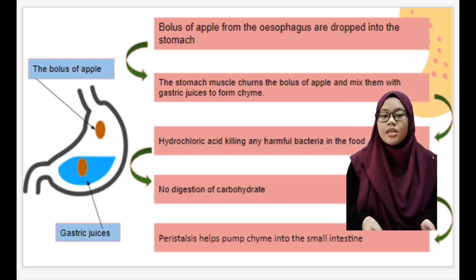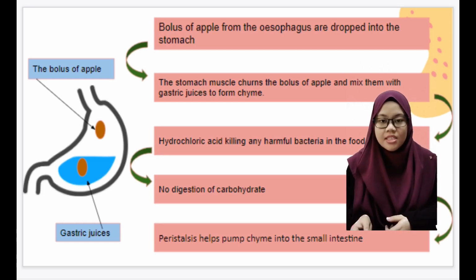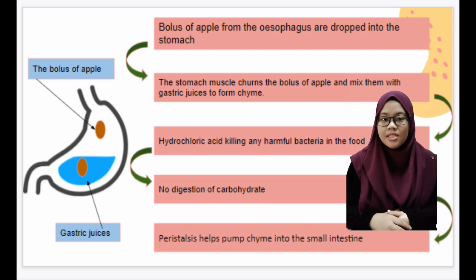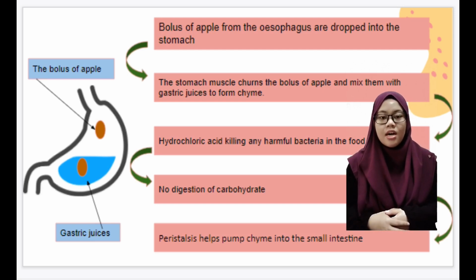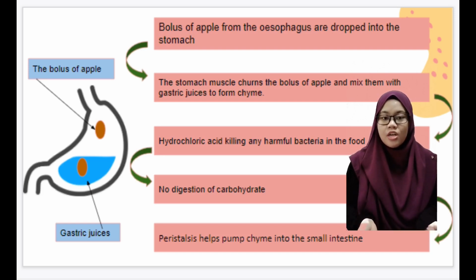In the stomach, there is no digestion of starch or carbohydrate. It is because the low pH in the stomach inactivates salivary amylase, so it no longer works once it arrives at the stomach. There is also no digestion of protein because protein is not present in an apple. So it will travel through by peristalsis, which helps pump chyme into the small intestine.